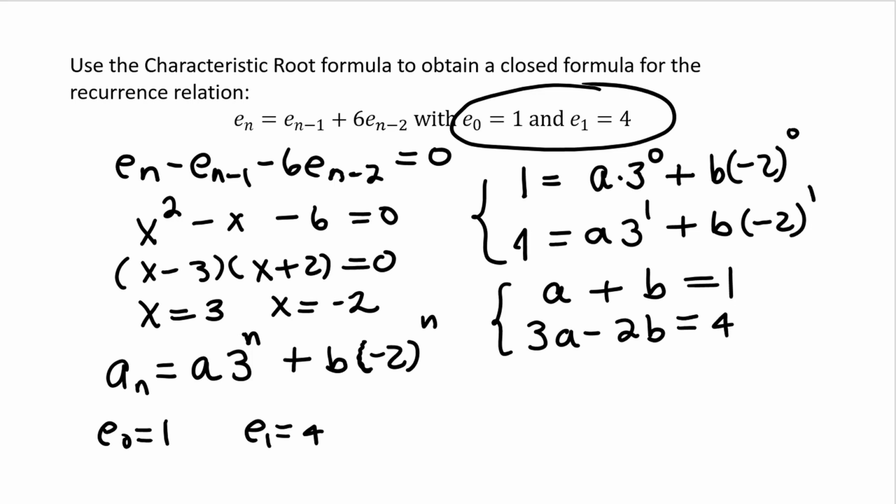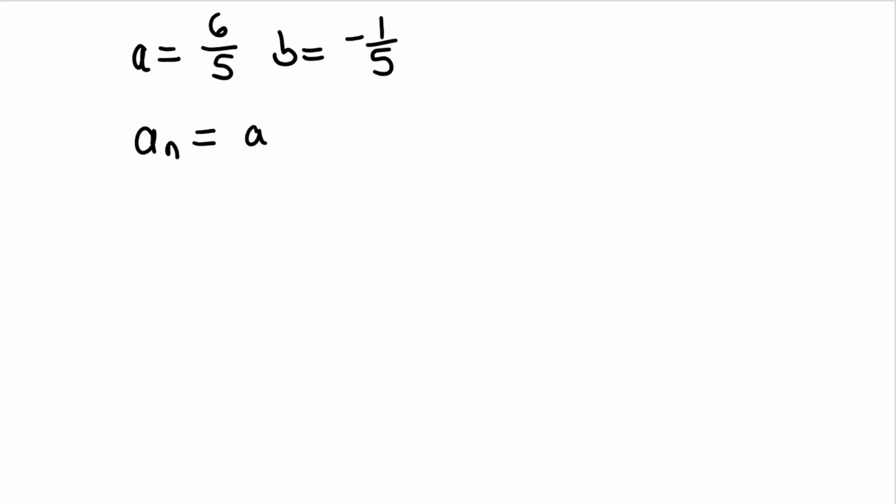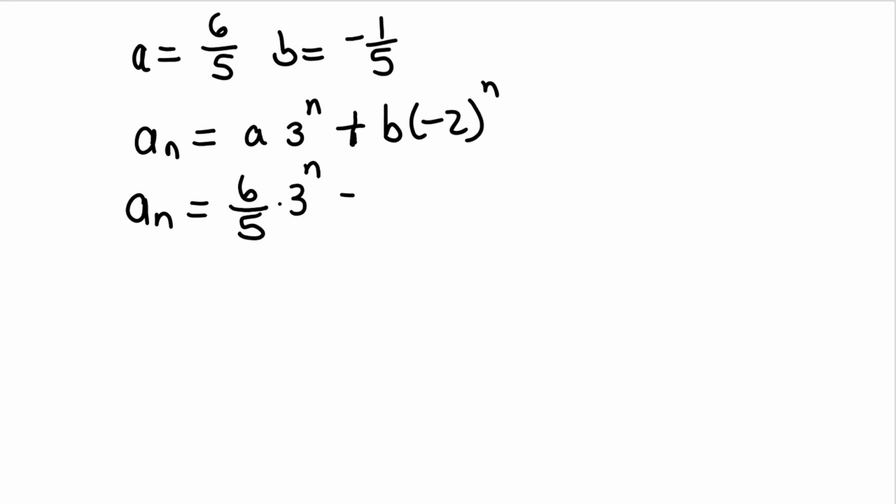I'm going to trust that you can solve a system of linear equations, and when you do, the results that you get are a equals 6/5 and b equals negative 1/5. Let's continue. So we need to replace in the form a sub n equals a times 3 to the n plus b times negative 2 to the n the values we got for a and b. So a sub n is going to be 6/5 times 3 to the n plus negative 1/5 times negative 2 to the n, and we typically don't write this as plus negative, so let's just get rid of the plus. Here we go.